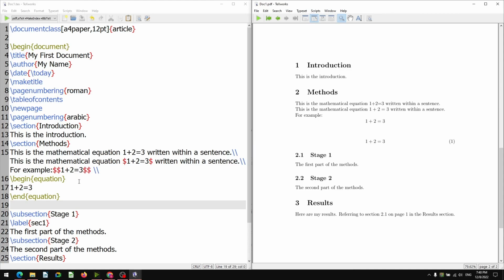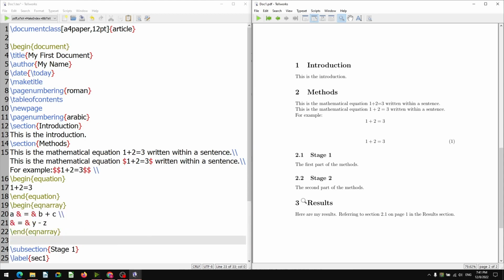Now let us check for the equation array. So this is the equation array. On line number 19 it is written backslash begin eqnarray. Then the equations are written: a ampersand equal to ampersand b plus c, double backslash, that is new line, ampersand equal to ampersand y minus z, backslash end eqnarray. So it is an equation array having two equations, a equal to b plus c and x equal to y minus z.